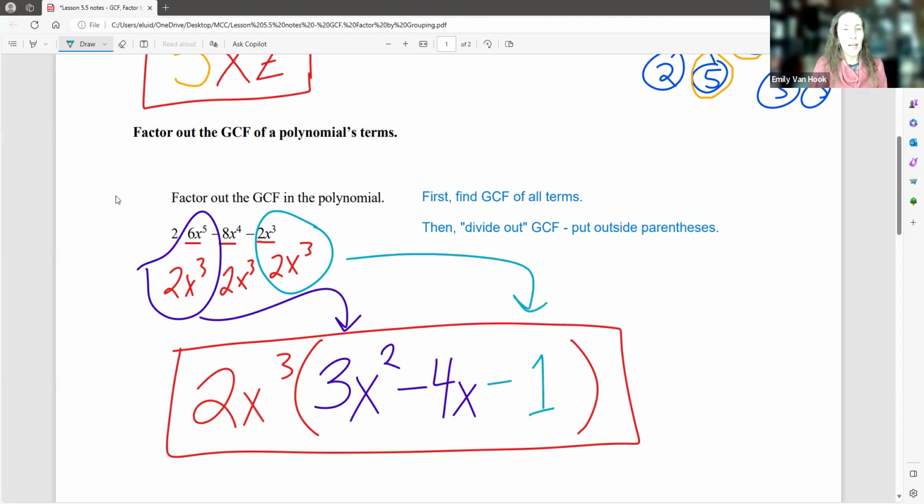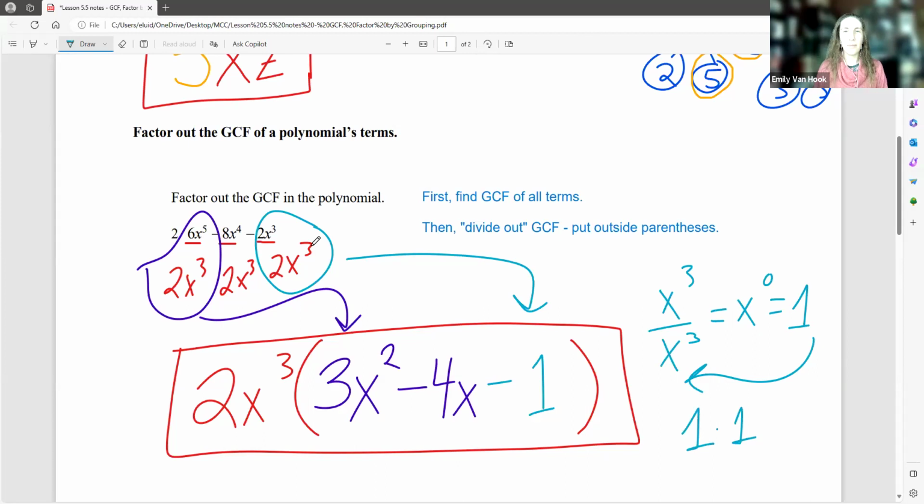So again, negative 2 divided by 2 would be negative 1. x to the third divided by x to the third. If we subtract those exponents, we would get x to the 0, which we know is equal to 1. So really we get 1 times 1 for that last term. 1x to the 0 is just 1 times 1. That's why it's just minus 1.